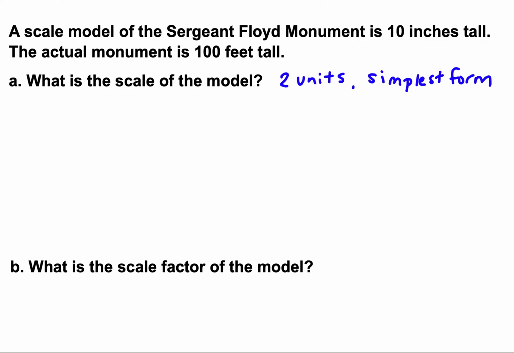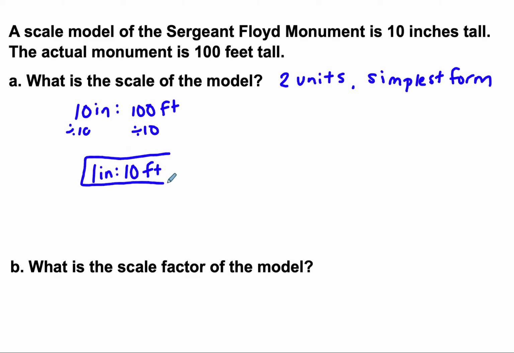All right, we always do scale and then actual. So scale here was 10 inches. And you can use a fraction bar, or you can use a colon. A lot of times you see a colon for scale. Either is fine. Okay, 10 inches to 100 feet. Just like any other ratio, I want to make sure I make it in simplest form. So I'm looking for common factors that I can divide by. Here I can divide by 10 and 10. So my simplest form of the scale is going to be 1 inch to 10 feet. That is scale. 2 different units, simplest form.